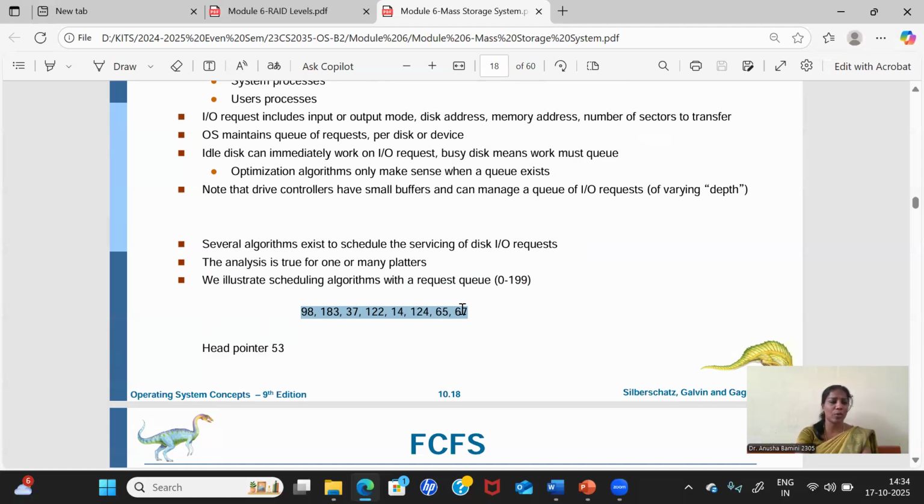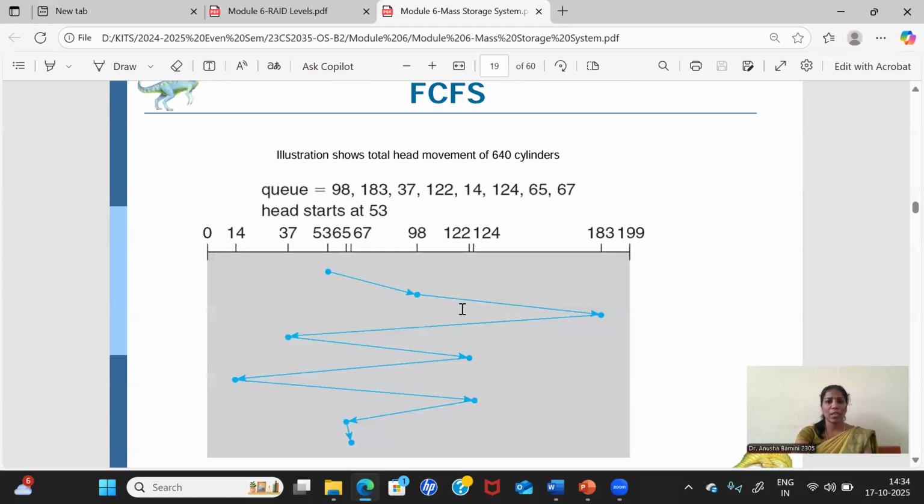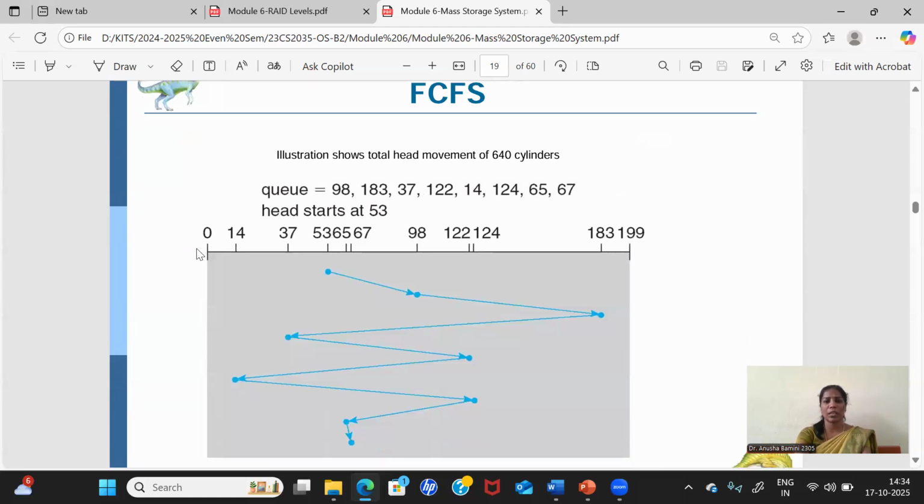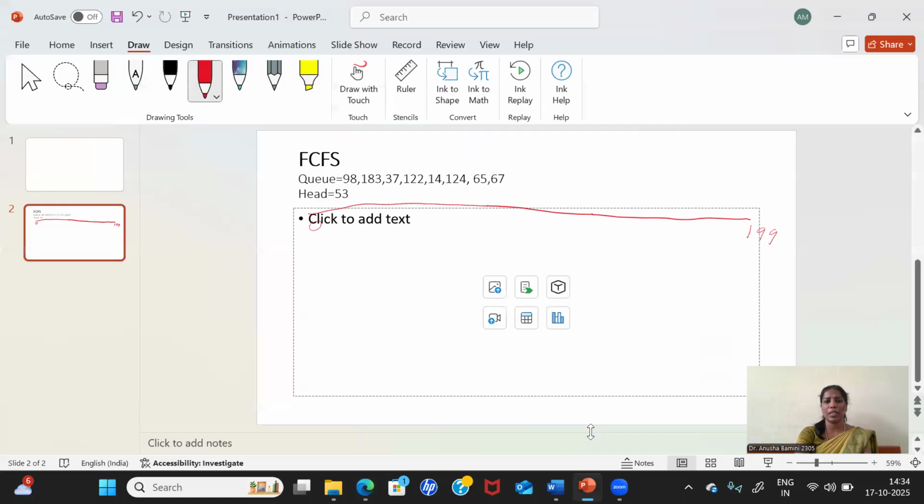Now I am going to apply these 5 kinds of algorithms to find the shortest seek time. So we'll move to the first problem, FCFS. These are the queue given, and our head is at position 53. So we will solve this.